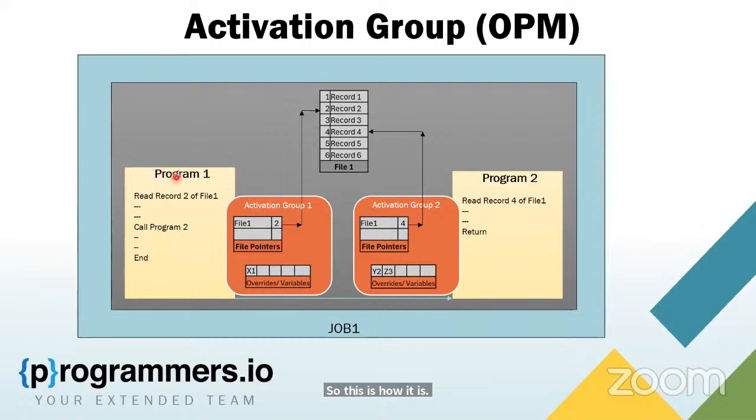For example, sometimes you want program 1 to point to record 2 and then call program 2, and you want program 2 also to function on record 2 itself. Unless you design it in such a way that you make this file shared, and even if it is shared, if it is in update mode, it's very difficult for two or three programs to open the same record at the same time. This kind of thing happens because of different activation groups.